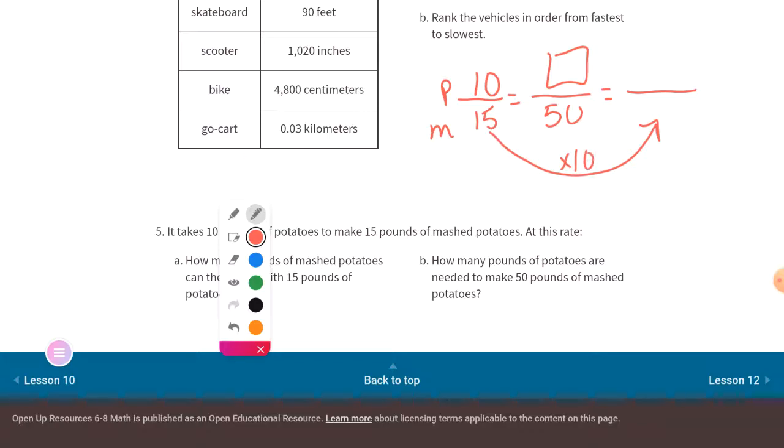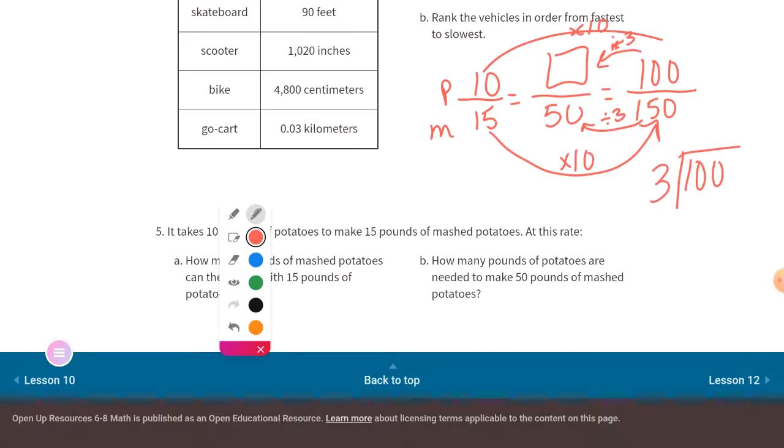Okay, so times 10, times 10. So he went over to get to 150. Can we easily get 150 down to 50? Divided by 3. Divided by 6. Oh, but then 100 broke it down then. Yeah, it's not beautiful. You would have to divide it out. 3 goes into 10 3 times, 1 left over. 33 1/3.